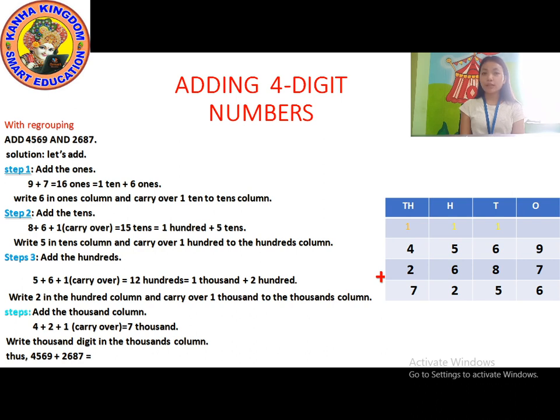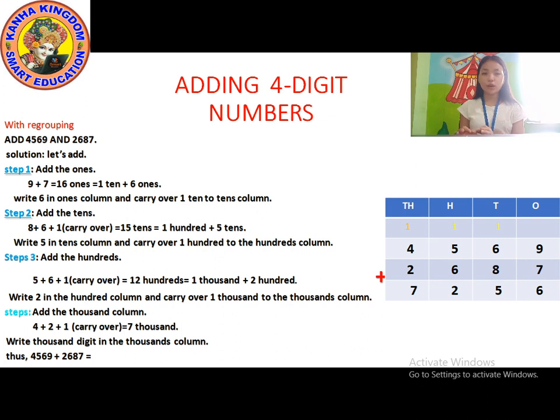We carried over 1 ten to the tens column, that means 1 is also present in the tens. So we have to add this also. So 6 plus 8 plus 1 equals 15. 15 means 15 tens. That means 5 is present in the tens place and 1 is present in the hundreds place. So write 5 in the tens column and carry over 1 hundred to the hundreds column. Okay student, now we completed the second step.